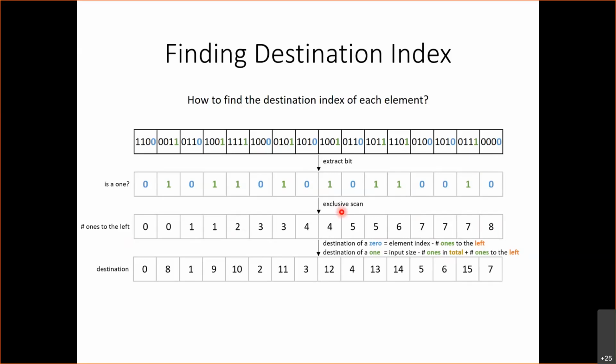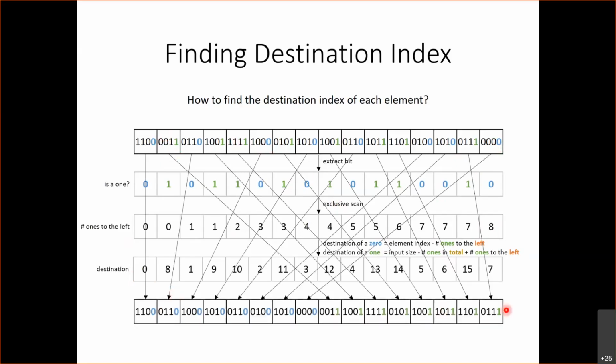All right, great. So then once I find the destination of each input element, simply what I do is I take each of these input elements and store it in the output array at its corresponding destination. So this element, I found that its destination is 0, so I take it and I store it at position 0. For this element, I found the destination is 8, so I store it at position 8. For this element, the destination is 12, so I put it at position 12. For this element, the destination is 5, so I store it at position 5.